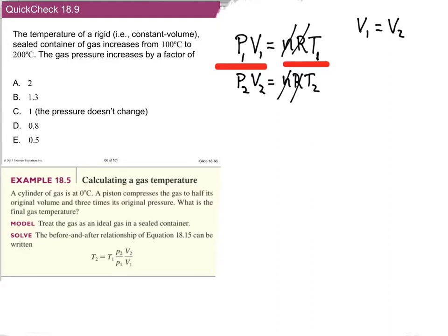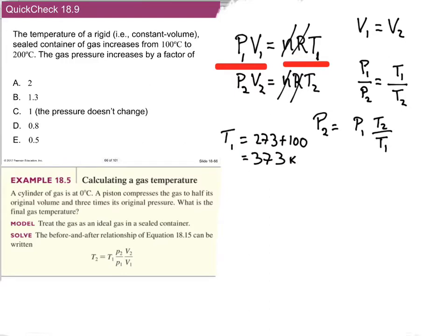So in this case, that will work very nicely because then we get the N and the R canceling, and also the volumes are going to cancel because they're equal. The volume here is constant. So we get P1 over P2 equals T1 over T2. So solving for P2, the final pressure, P2 equals P1 times T2 divided by T1. So we want to find out the ratio between P2 and P1. So all we need to do now is replace the temperatures.